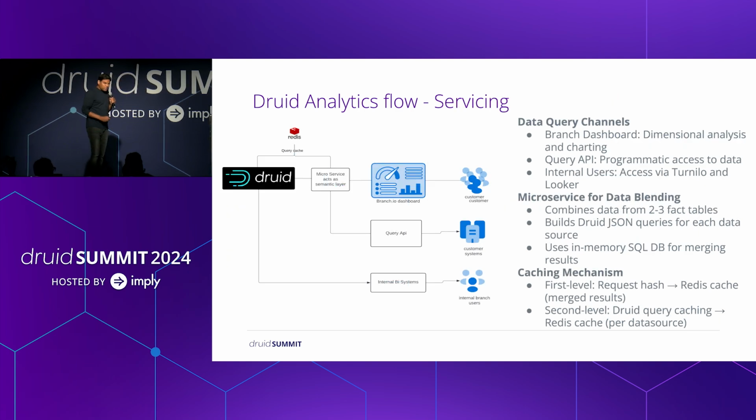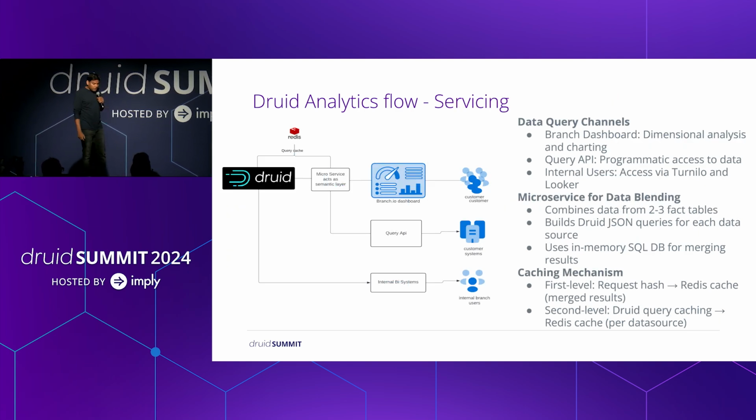So now the data is in Druid. Now we see how we get the data out of Druid. There are 3 primary channels. One, the customer comes to our dashboard to see reports and do self-service analytics. Another channel is customer systems, which pull Druid data programmatically. We have a public-facing query API. And finally, our internal users inside Branch use our BI tools.